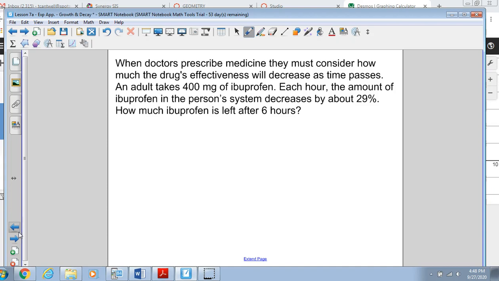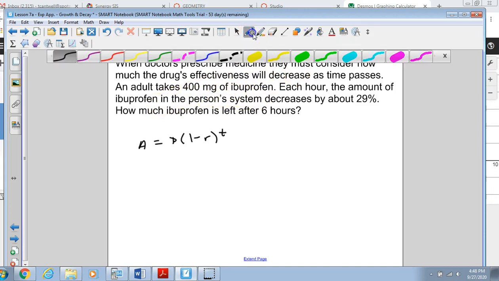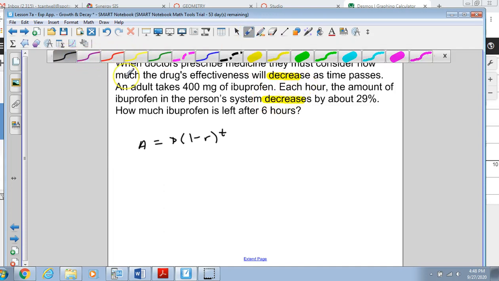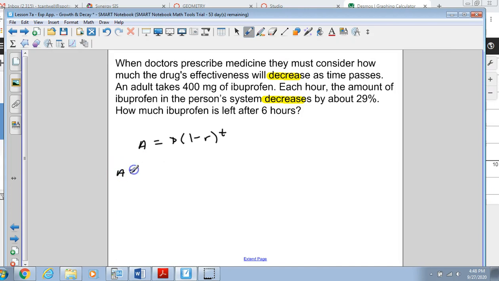Okay, so we're going to use our function A equals P times 1 minus R to the t power, because we know that the effectiveness is decreasing and the amount of ibuprofen in the person's system decreases. So these words decrease indicate that we have a decay function. So I'm going to list all of my values over here. You don't have to do that, but A, that's the amount. That's what we are trying to find.